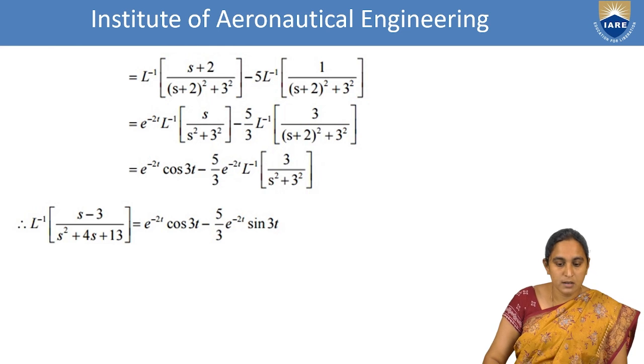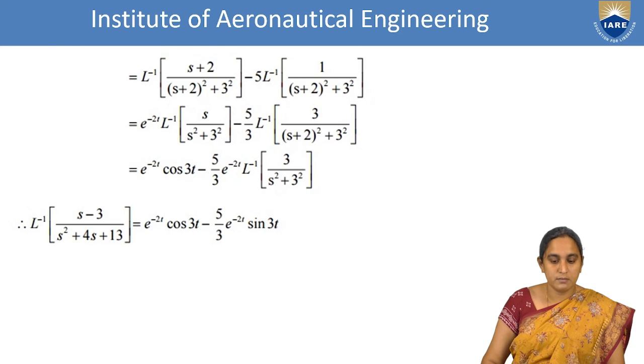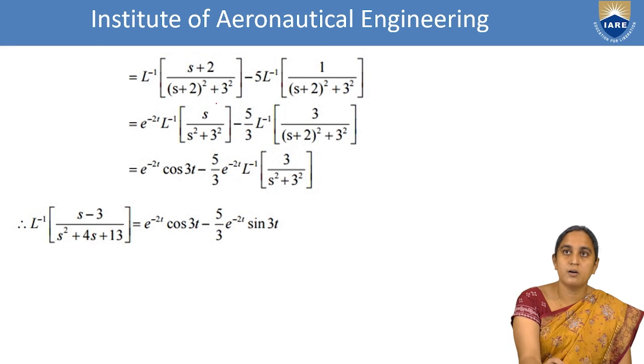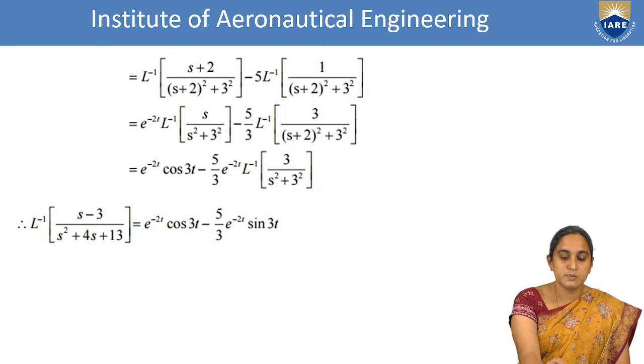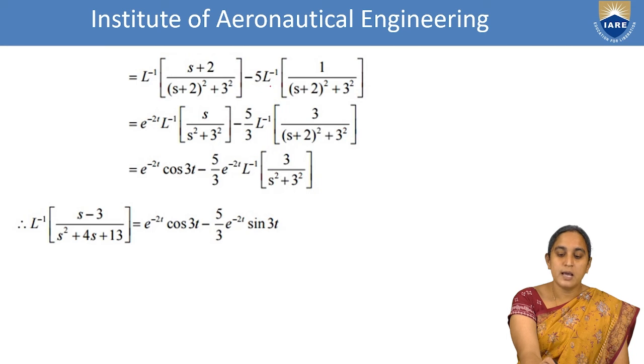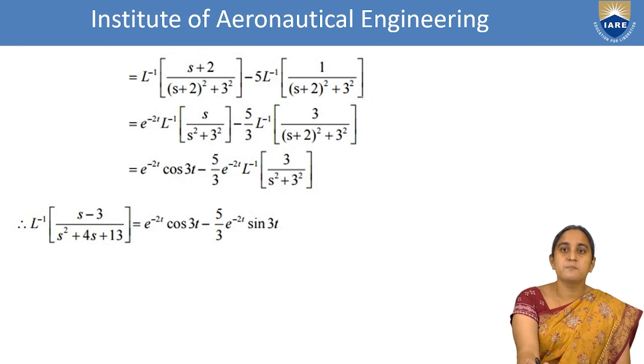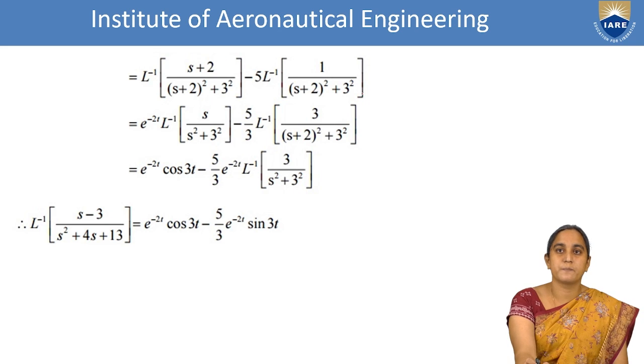Then I'll write that as Laplace inverse of s plus 2 by s plus 2 whole square plus 3 square, I'll write 9 as 3 square, minus 5 into Laplace inverse of 1 by s plus 2 whole square plus 3 square.